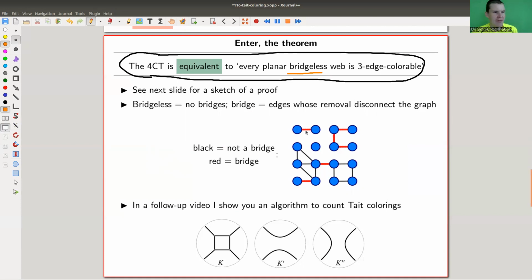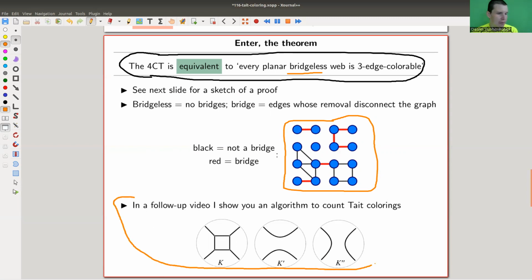A bridge in a graph is an edge. Here, the bridges are in red. A bridge in a graph is an edge that, if you remove it, you get a disconnected graph. So everything red is a bridge, everything black is not a bridge. And you need no bridges in order to make this work. So every planar bridgeless graph is three colorable is equivalent to the four color theorem. Tait, of course, tried to prove this Tait coloring conjecture. We'll sketch the proof of, not why those are true, but why those are equivalent. And next time I will show you an algorithm that is supposed to count Tait colorings.